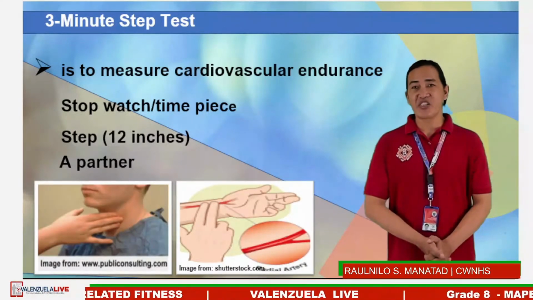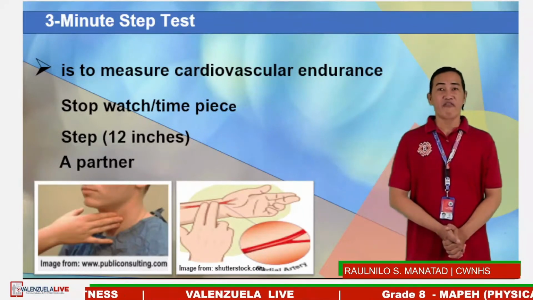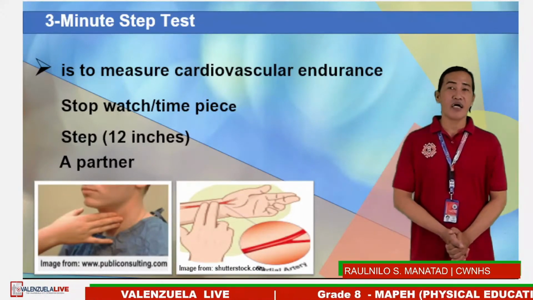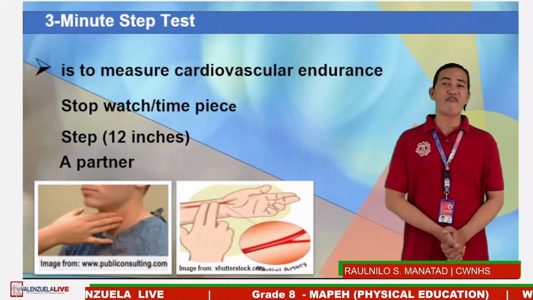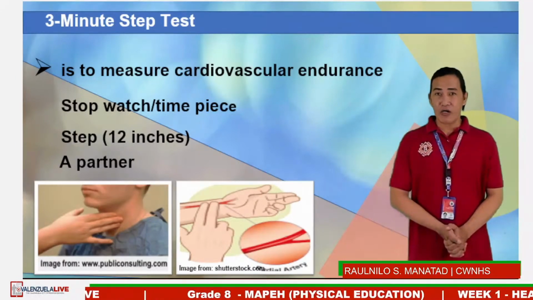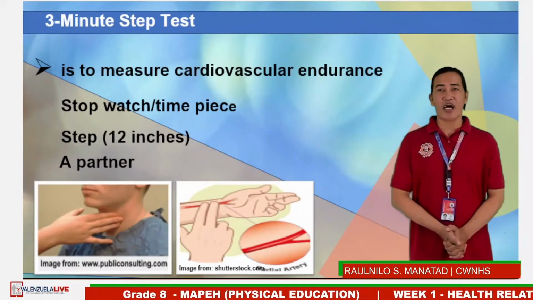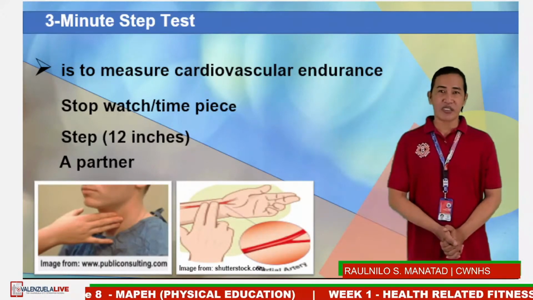Before you start this test, you need to count your pulse for 10 seconds and multiply your count by 6, just like what we have done previously. Counting and recording your pulse before and after is important for this test.